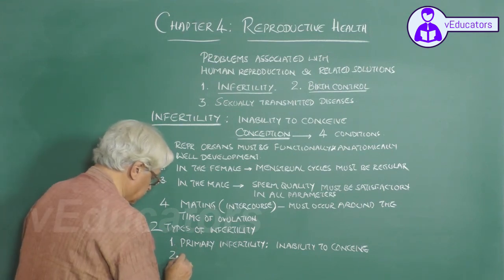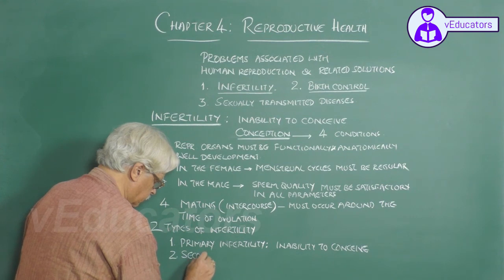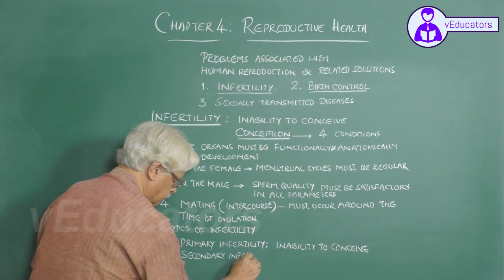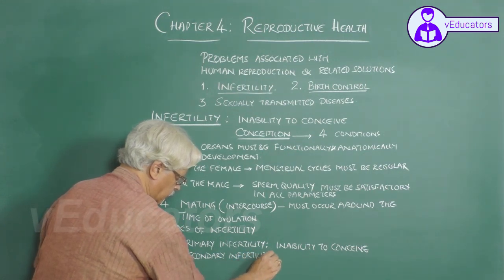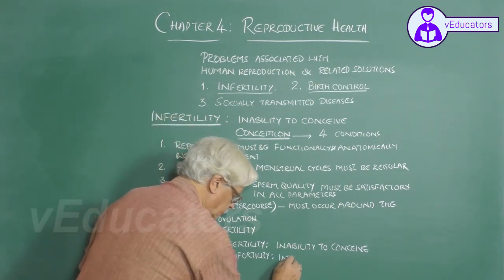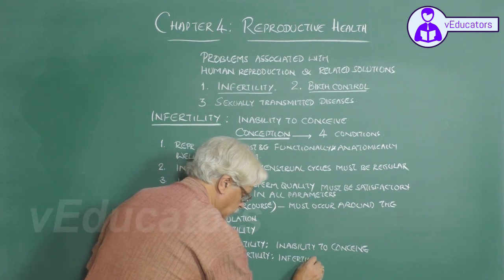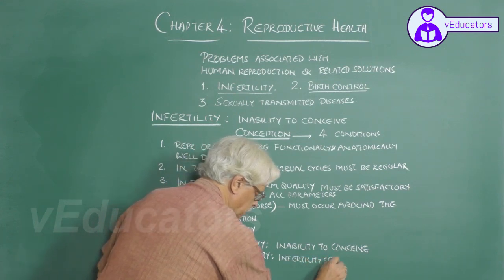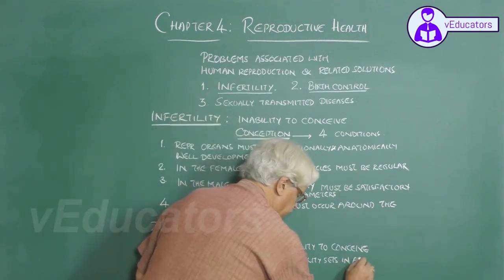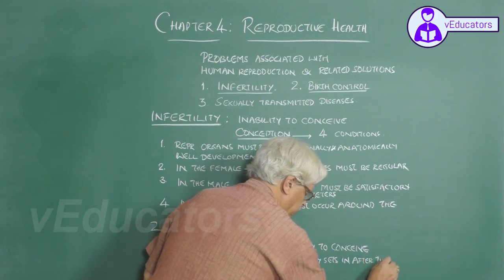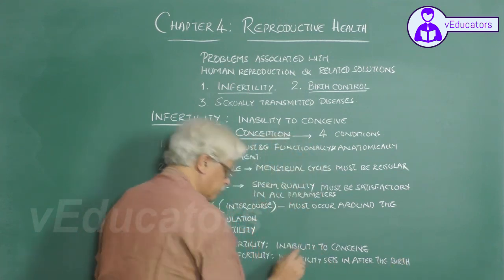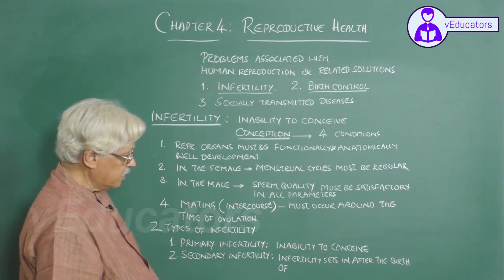Whereas the second type is called secondary infertility, where infertility may set in after the birth of the first child. The first child may be born normally, but for the second, infertility may set in.